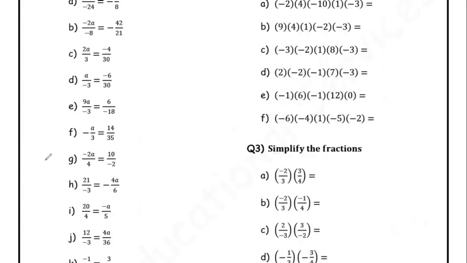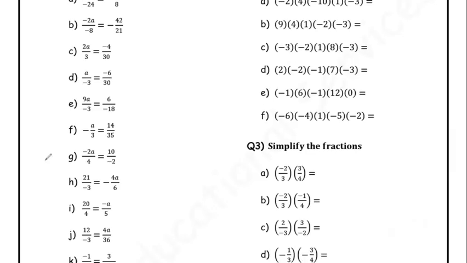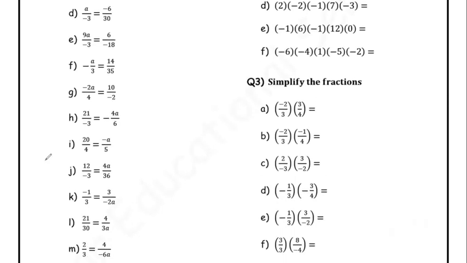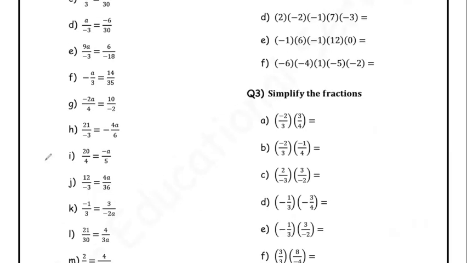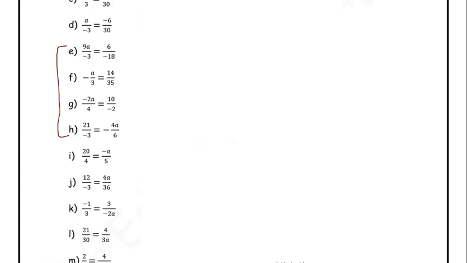Okay. That's a long list, up to D we have solved. So now E, F, G, H. We'll go four at a time. E. 9A over negative 3 is equal to 6 upon negative 18. Right? So negative negative goes. Now 6 goes into 18 3 times. 3 goes into 9 3 times. So you have 3A is equal to 1/3.